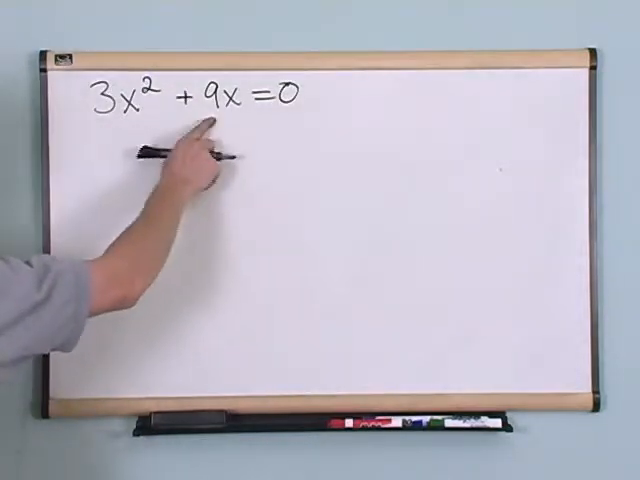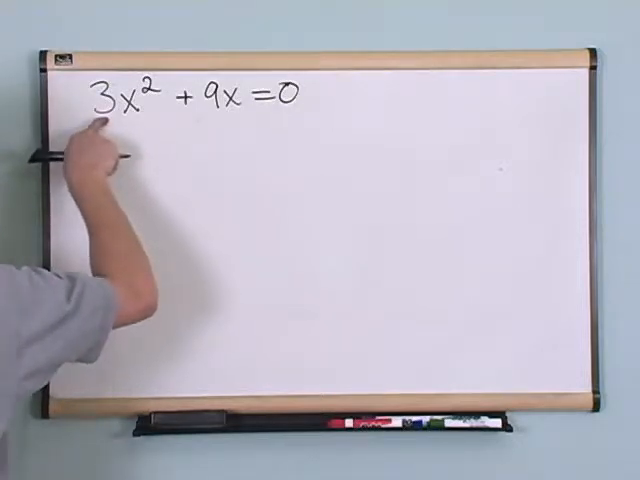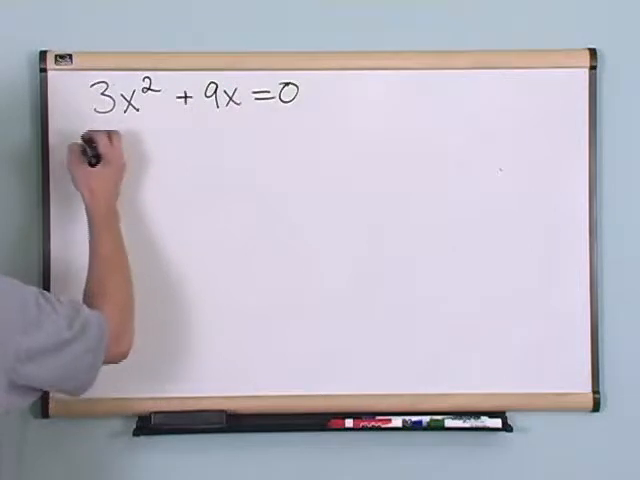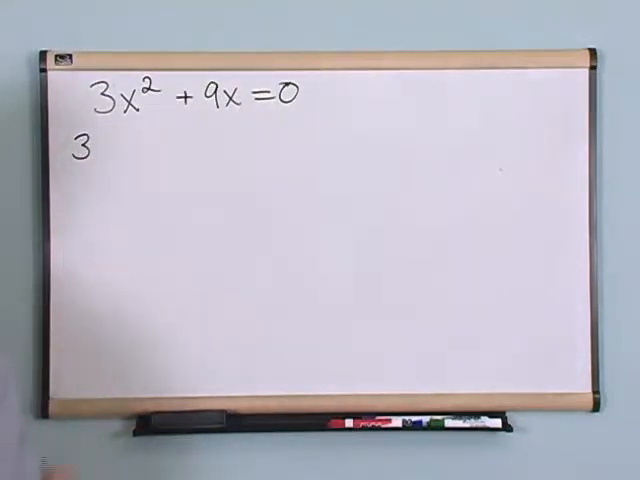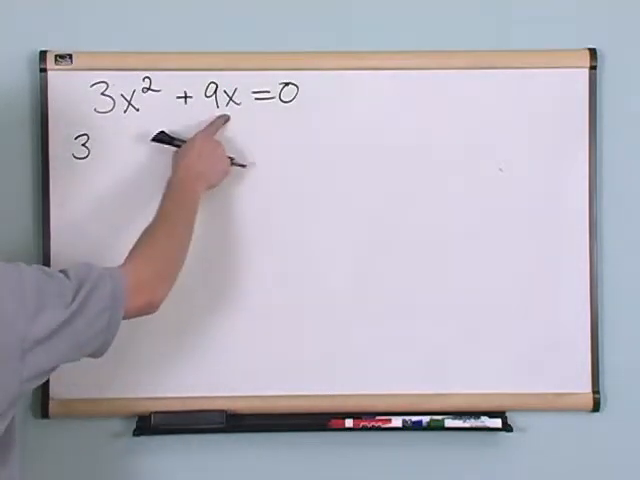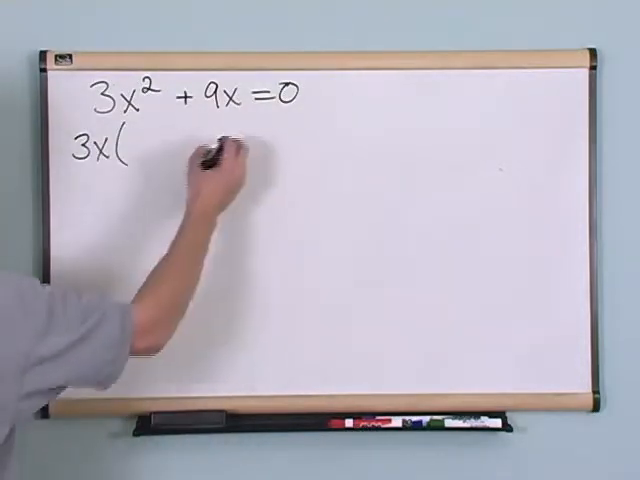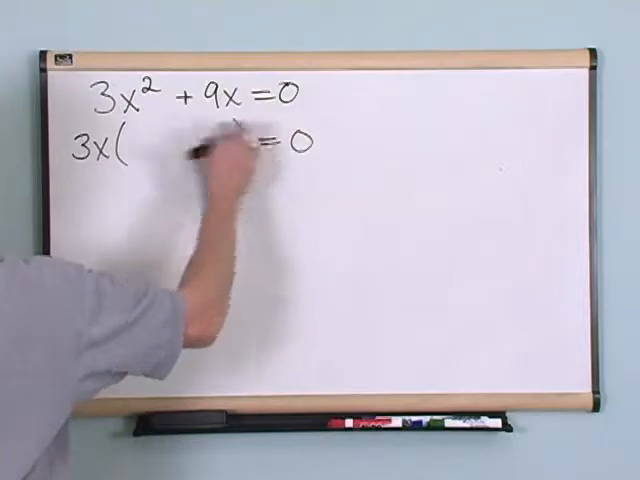What's common between this term and this term? I've got a 3 here, and I've got, well, it's 9, but I've got a 3 kind of wrapped up in there. So I'm going to factor a 3 out, and then here I've got an x squared and an x. x is common to both of those, so I can pull an x out. And then I need to make some parentheses and figure out what goes in the middle.